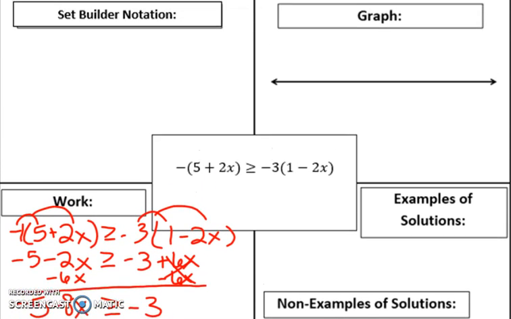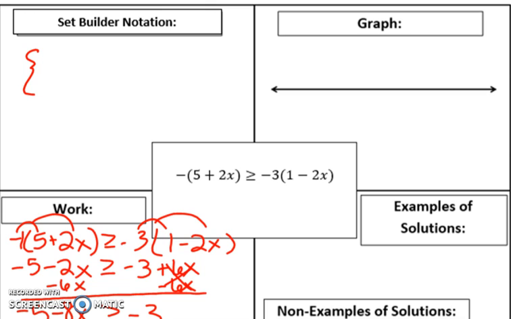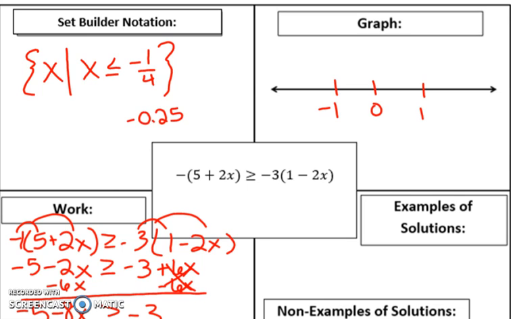Now, if we scroll up for our set builder notation, again, we need our squiggly. x such that x is less than or equal to negative 1/4. Now, the big thing here when it comes to the graph, they're not going to graph decimals. So I'm going to put on here negative 1, 0, and 1. Well, negative 1/4 as a decimal is negative 0.25. That's between 0 and negative 1, so that's where my point is going to go.